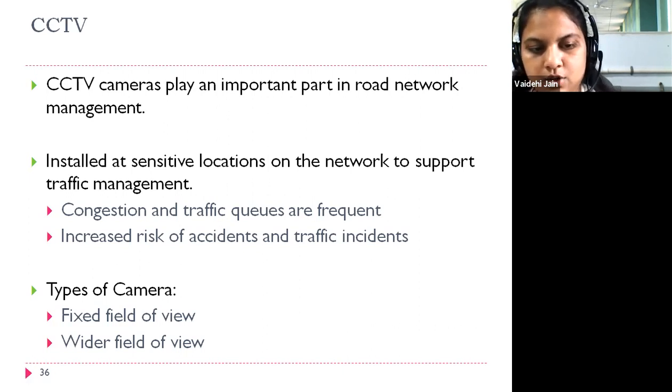The CCTV can be of two types. One is a fixed field view and the other is a wider field view. This does not require much discussion. The fixed field view means it gives you the one field view all the time, and the wider field view means it can cover much more area.